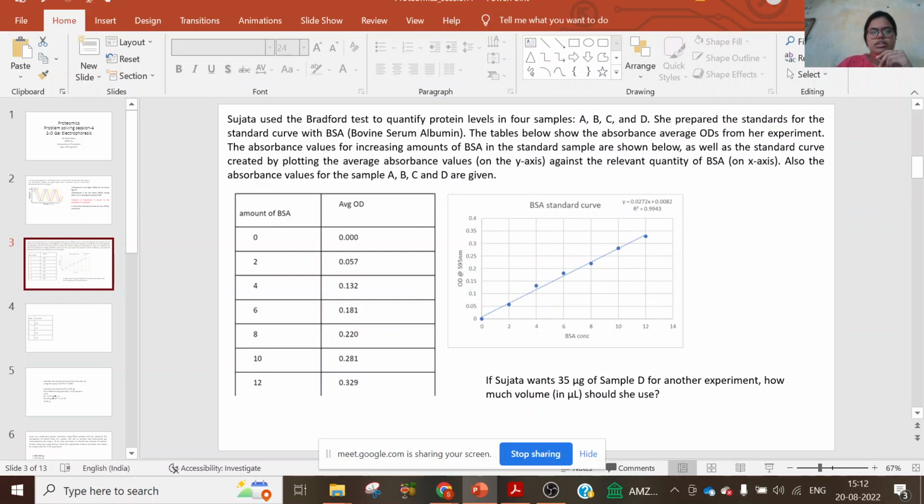So let's just start. Sujata used the Bradford test to quantify protein levels in four samples A, B, C, D. She prepared the standards for the standard curve with BSA. The tables below show the absorbance average from her experiment. So these are the absorbance averages of BSA.